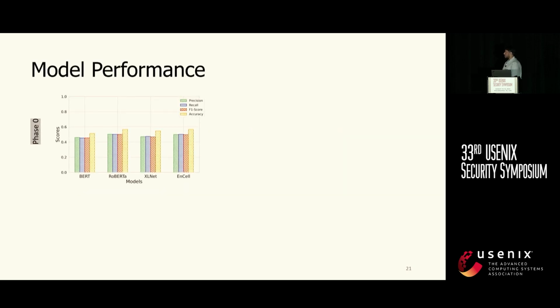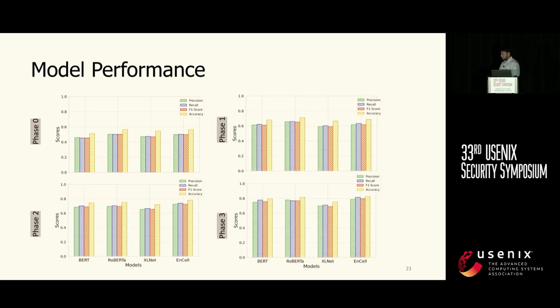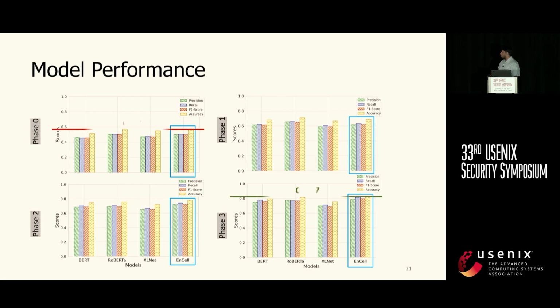Let's look at some of the model performances. The candidate models here are BART, RoBERTa, and XLNet, and we also have the ENCEL. At phase 0, where we do not have any information about the cellular network datasets, we have a performance of generally about 60% on top. After 3 phases of training, we see that the best performance is always from the ENCEL or similar, and the performance increase is about 25%.